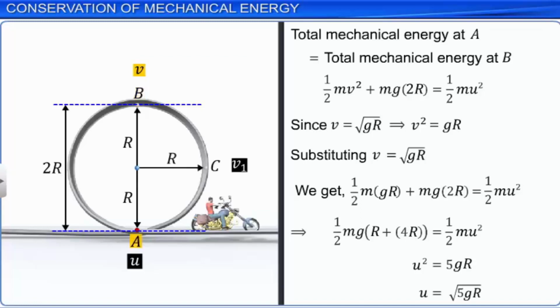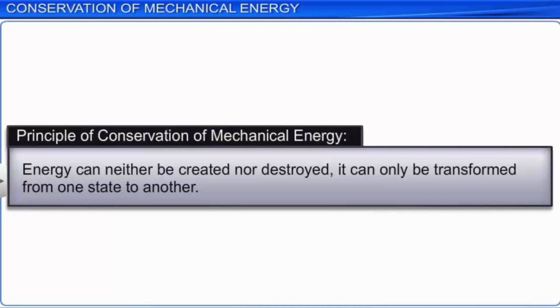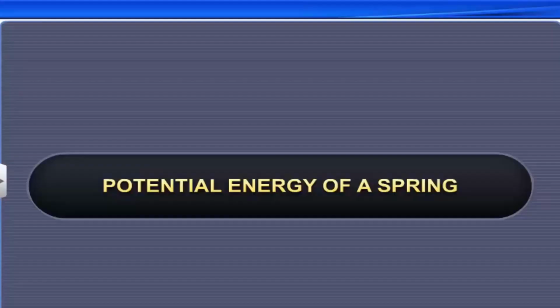Let this be equation 18. Thus, from the earlier examples, we see that according to the principle of conservation of mechanical energy, energy can neither be created nor destroyed. It can only be transformed from one state to another.